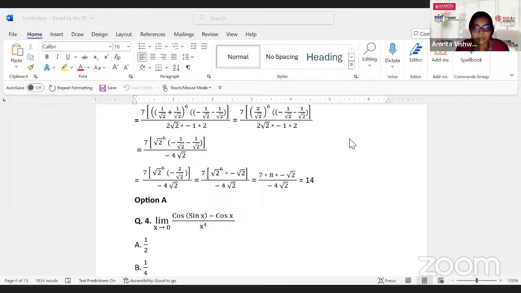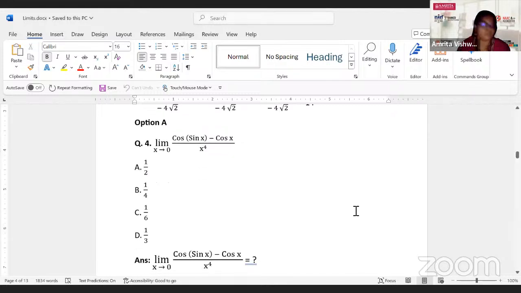This is also a very simple question. I've taken mostly this form of questions today. Limit x tends to 0, cos of sin x minus cos x by x raised to 4. Think how you will solve this question. Limit x tends to 0, cos of sin x minus cos x by x raised to 4. The options are 1 by 2, 1 by 4, 1 by 6, 1 by 3.